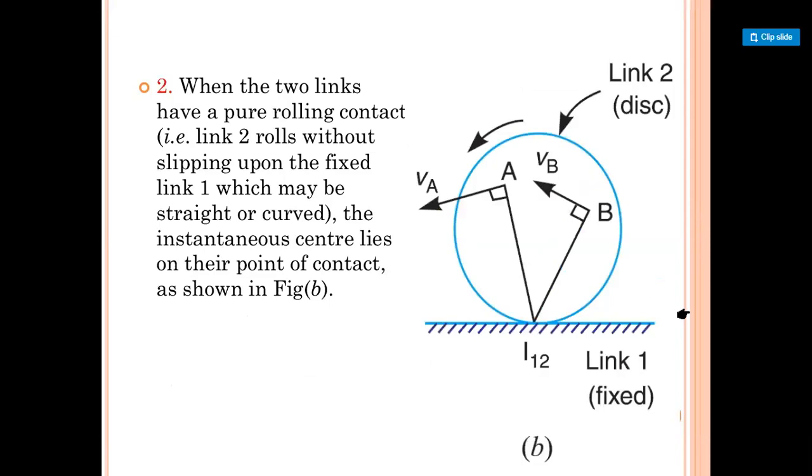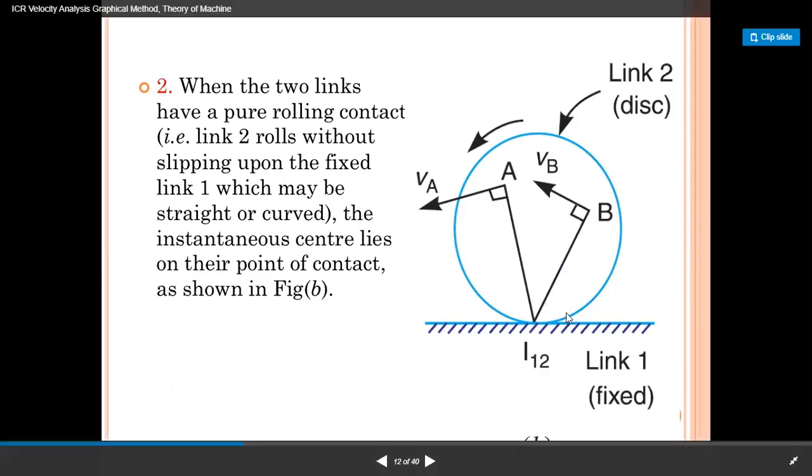When the two links have a pure rolling contact, the instantaneous center lies on their point of contact, right? If the fixed link has a roller, or you can say a disc, then the instantaneous center which we get is the point of contact of the disc and the fixed link. So the instantaneous center I12 means the instantaneous center of 1 with respect to 2, or the instantaneous center of 2 with respect to 1.